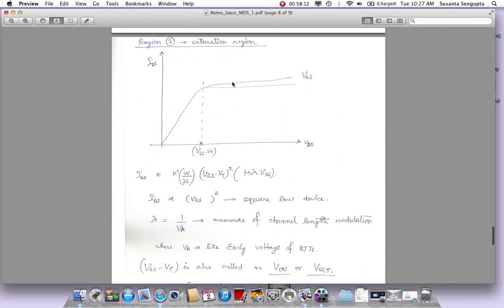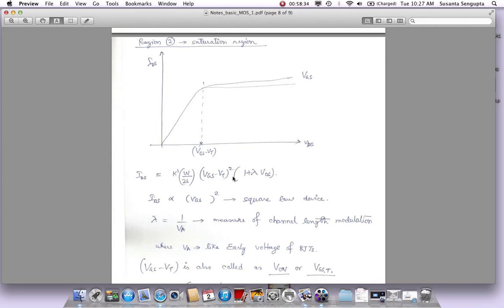Okay, let's talk about the second region, which is the saturation region. So in the saturation region, we are above this range, where VDS is higher, and there the equation that we roughly use is IDS equals K prime W over 2L times VGS minus VT the whole square times 1 plus lambda VDS.